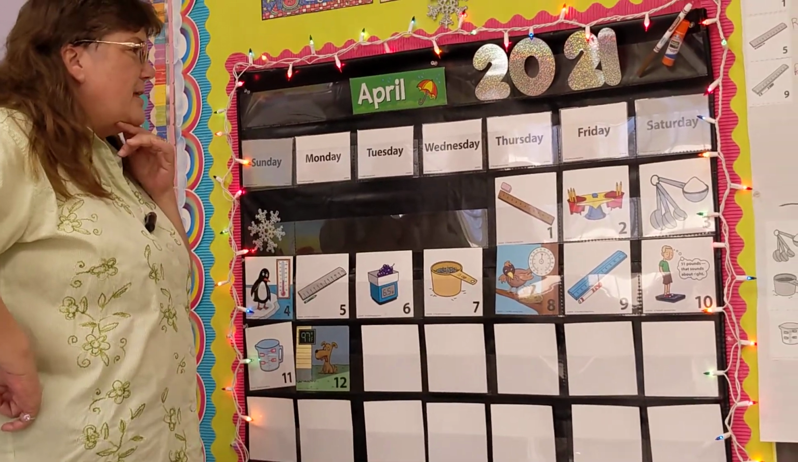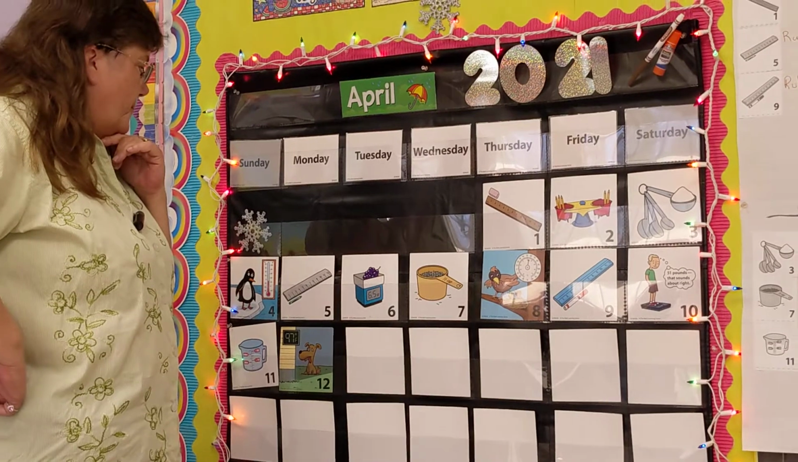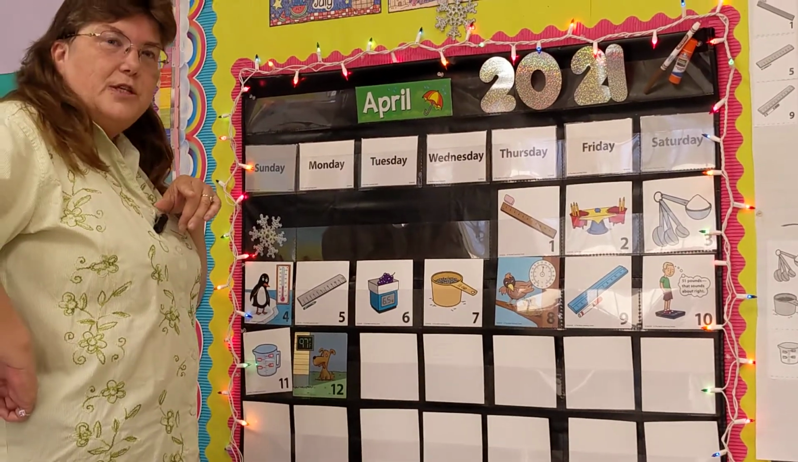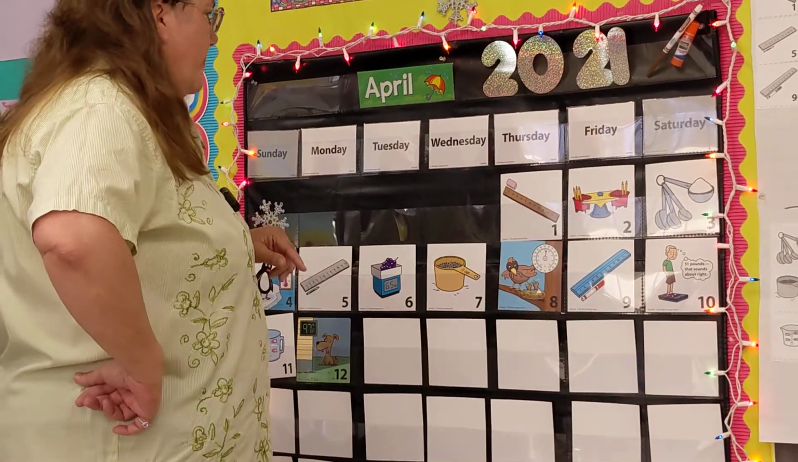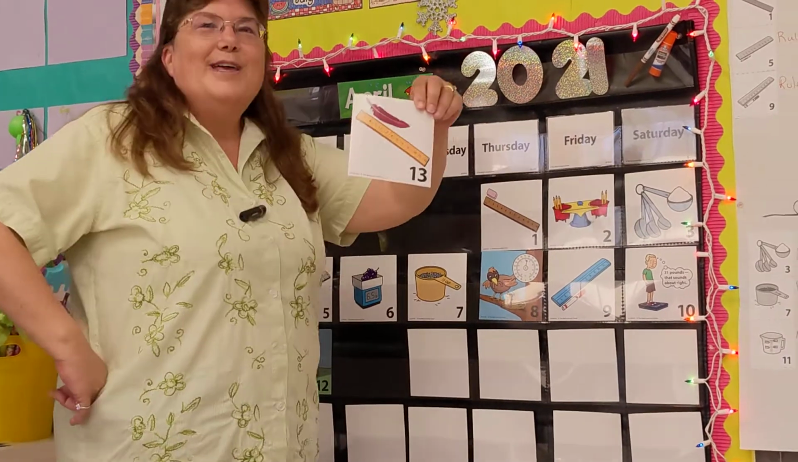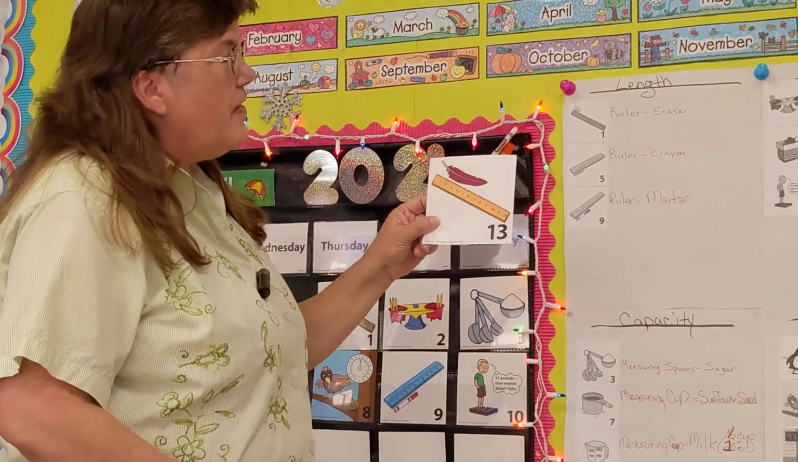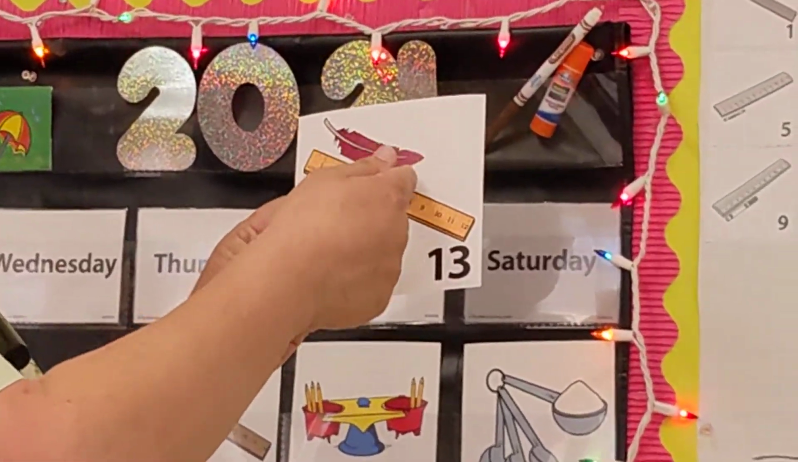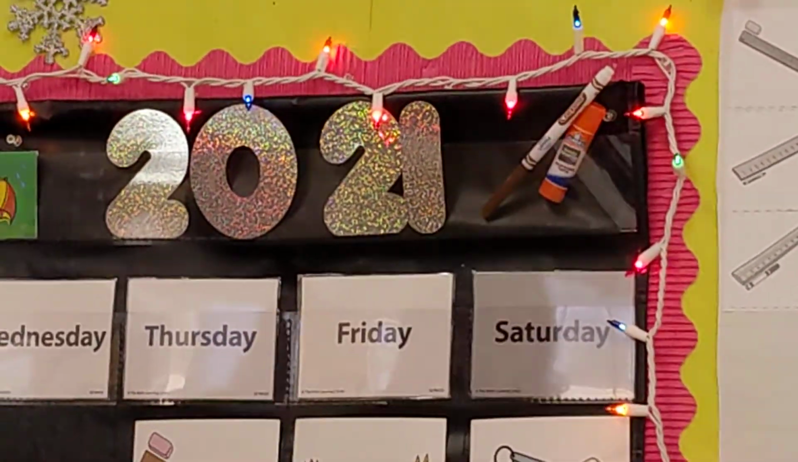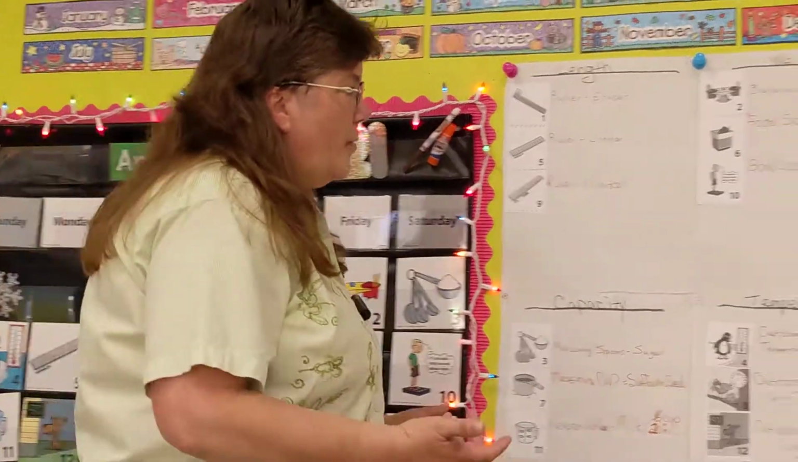What are you guys expecting to see today? I think so too. I think it's the ruler today. Okay, let's look. You guys were right. It's a ruler measuring a feather. And the feather is about 7 inches long. Okay, let's see if I can come up right here on top.